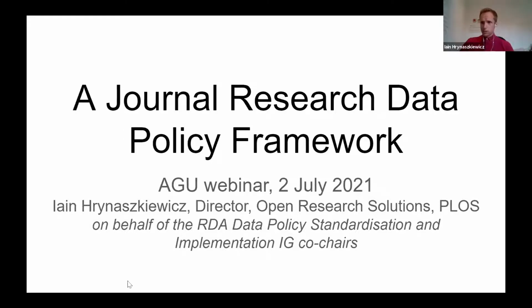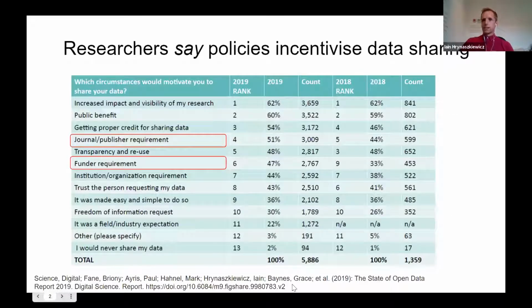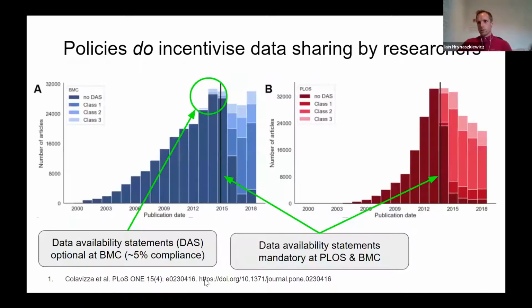And with regards to policies as a tool, as a solution, when we talk to researchers or when we survey researchers, we do observe that the requirements, the policies of journals and publishers and indeed funders tend to feature relatively highly in the things that motivate researchers or incentivize them to make their data available. So that's encouraging. But of course, as well as what people say, we can observe what they do.